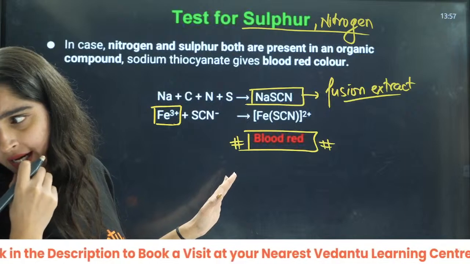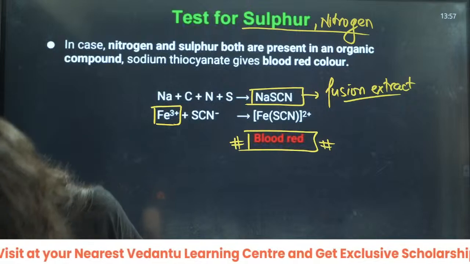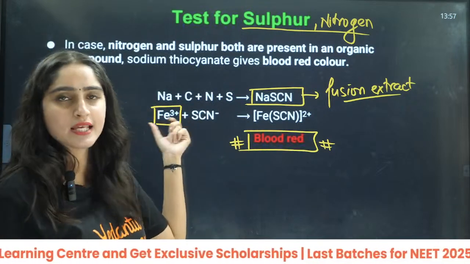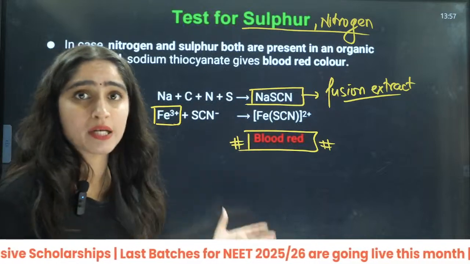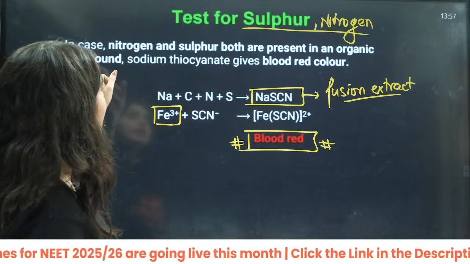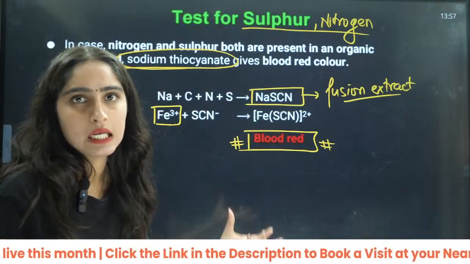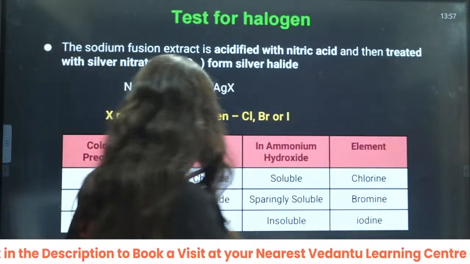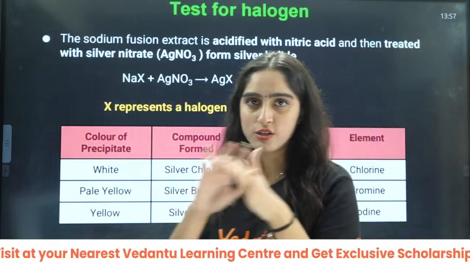Sodium thiocyanate plus FeCl3. Yes, very good, Rathi. FeCl3 you will use here, right? And this blood red precipitate will be formed here. In case nitrogen and sulfur both are present, then sodium thiocyanate gives a blood red color. Blood red color will be formed here. Next, the nitrogen test got failed.